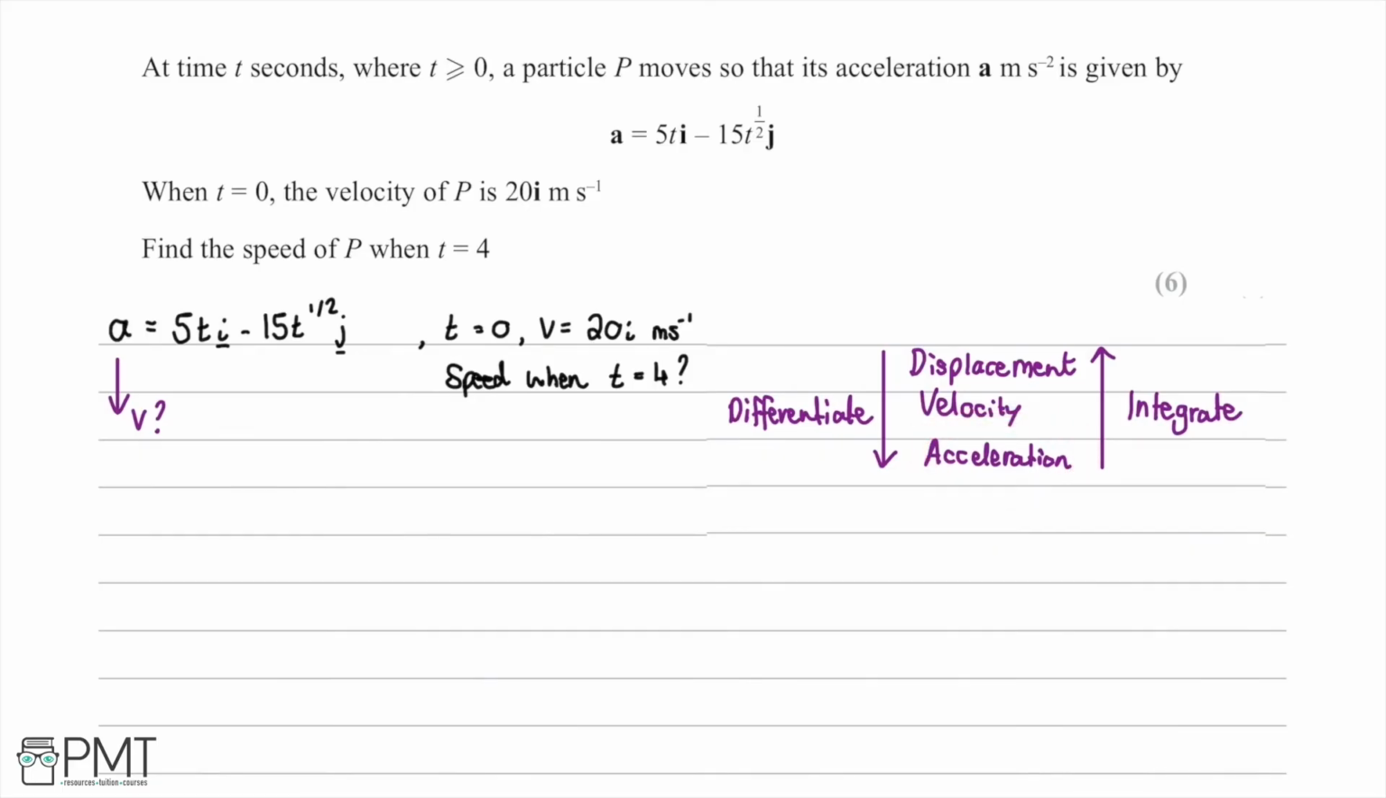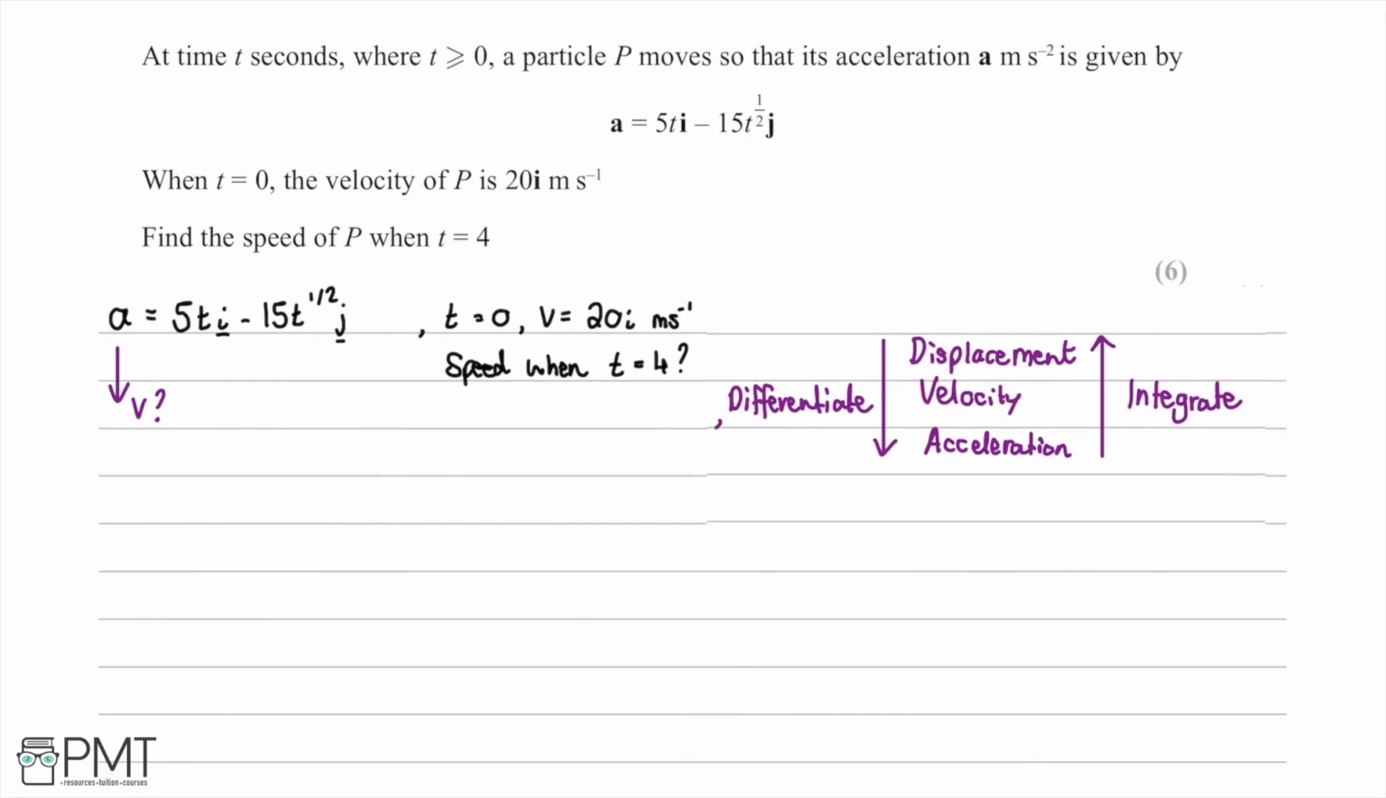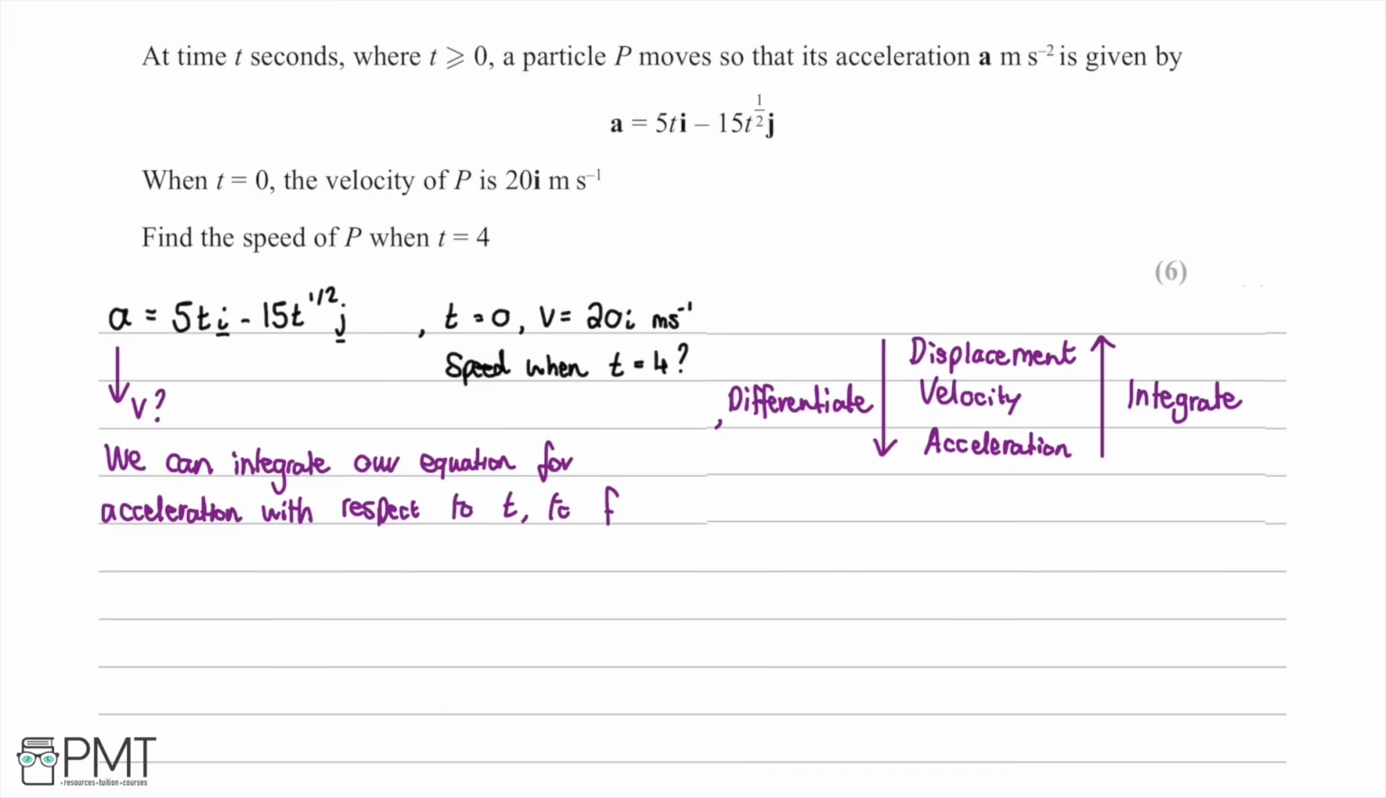So therefore, we also know that if we have the acceleration, we can find the antiderivative. And how do we do this? We do this by integrating. So therefore, to go from acceleration to velocity, we can integrate. So writing this down, we can integrate our equation for acceleration in terms of t to find an expression for the velocity.